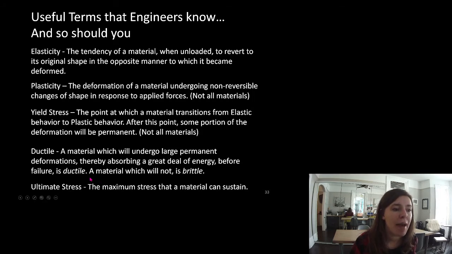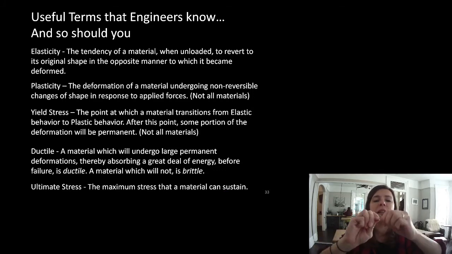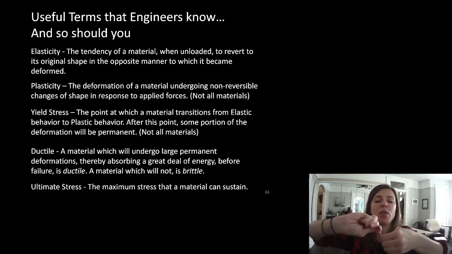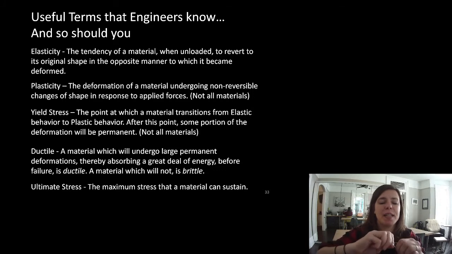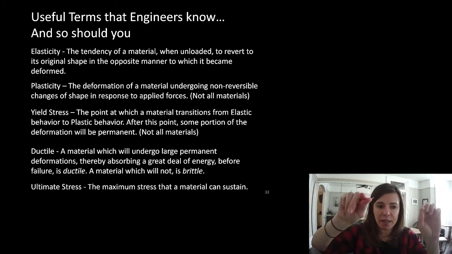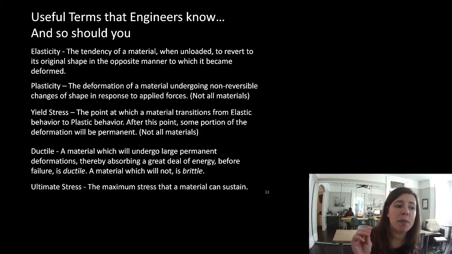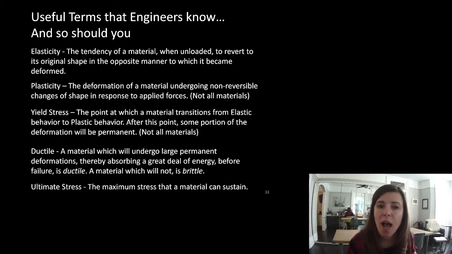Ultimate stress: the maximum stress that a material can sustain. So maybe I keep deforming this paperclip. Oh, look at this. I've gone around like 5 times. This plastic. Oh, there. I failed it. The ultimate failure, the ultimate stress. There was some maximum stress that that material could sustain. But did you see how much permanent deformation I put into that object before it failed?